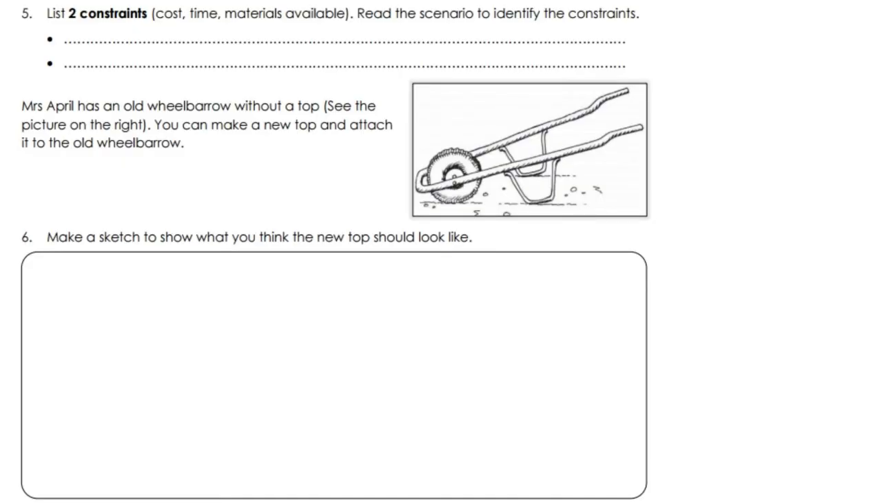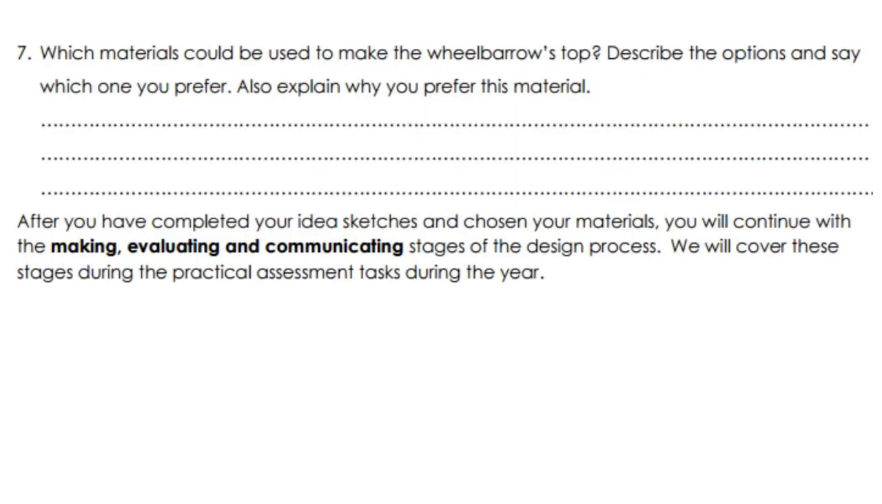Mrs. April has an old wheelbarrow without a top. See the picture on the right. You can make a new top and attach it to the old wheelbarrow. 6. Make a sketch to show what you think the new top should look like. 7. Which materials could be used to make the wheelbarrow's top? Describe the options and say which one you prefer. Also explain why you prefer this material.